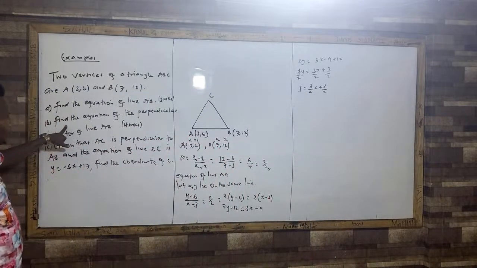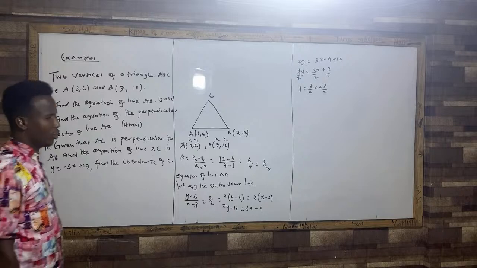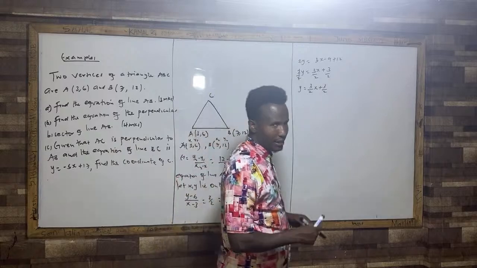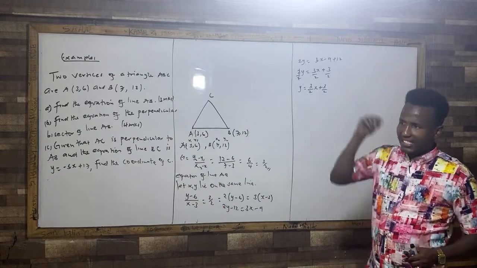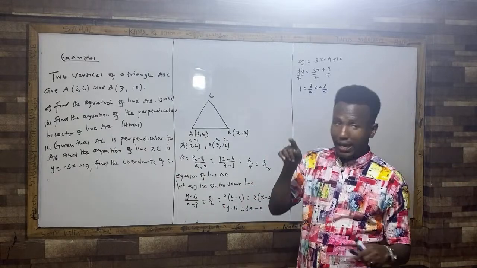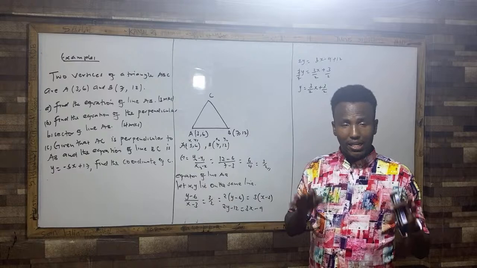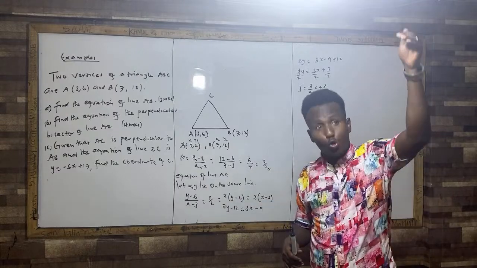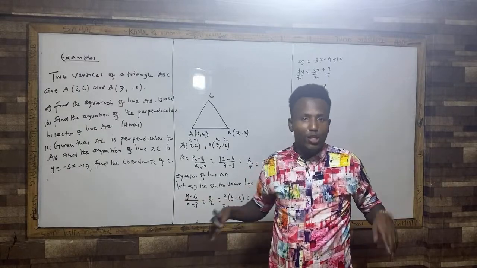You are told to find the equation of the perpendicular bisector of AB. So, when can we say that a line is a perpendicular bisector? A line is a perpendicular bisector when it divides the other line into 2 equal parts and meets that line at right angle. A line is perpendicular to another line when it is dropped from a point and meets the baseline at right angle, and divides that baseline into 2 equal parts.